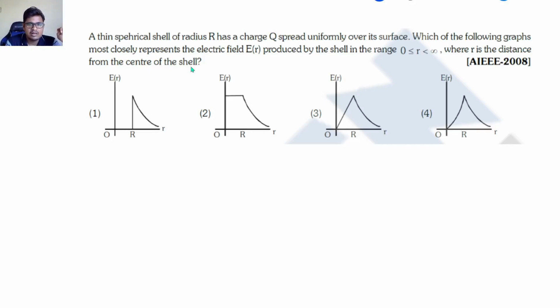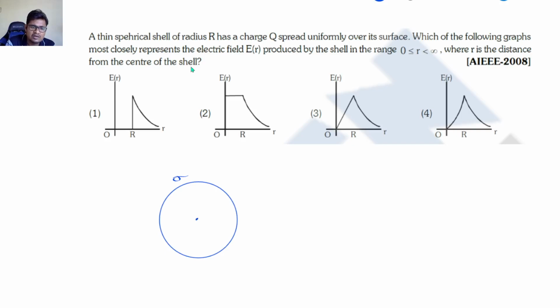So here we have this question. In this question they are asking us to find the correct graph corresponding to the electric field due to a spherical shell. So electric field due to a spherical shell, if I draw a spherical shell here, that is uniformly charged and that has a surface charge density, let's say that is sigma, and having total charge Q. Now this is the center here.